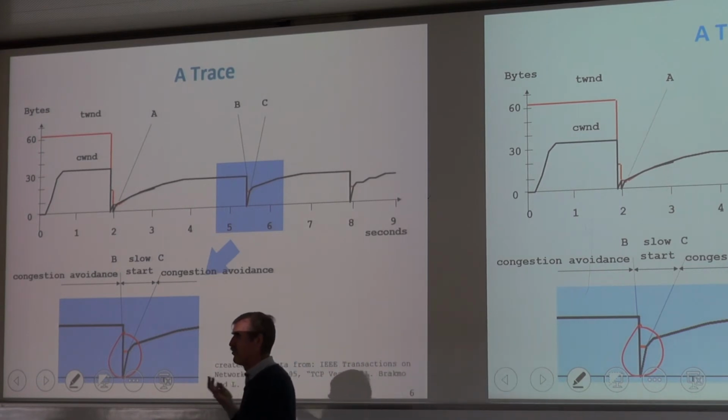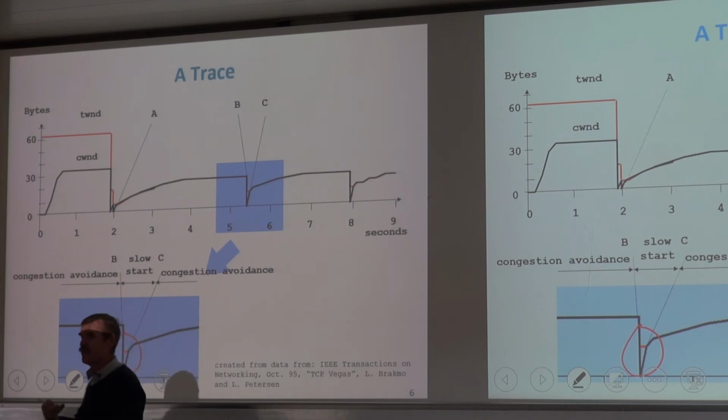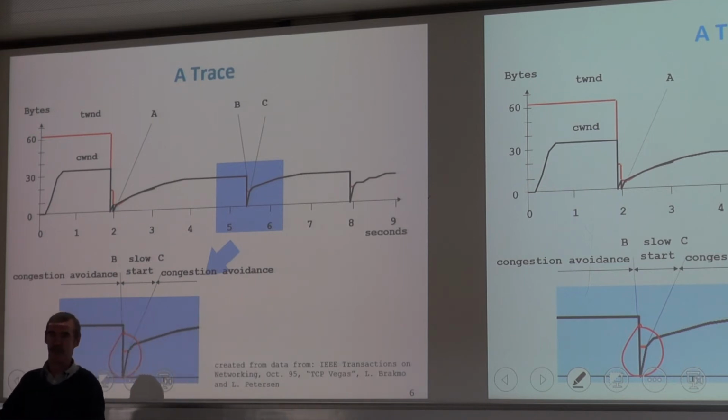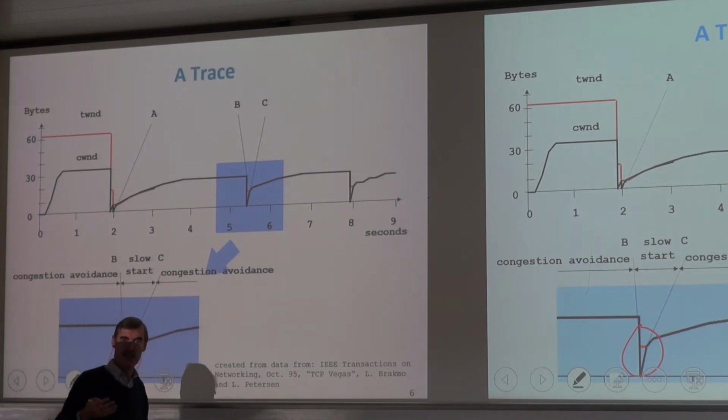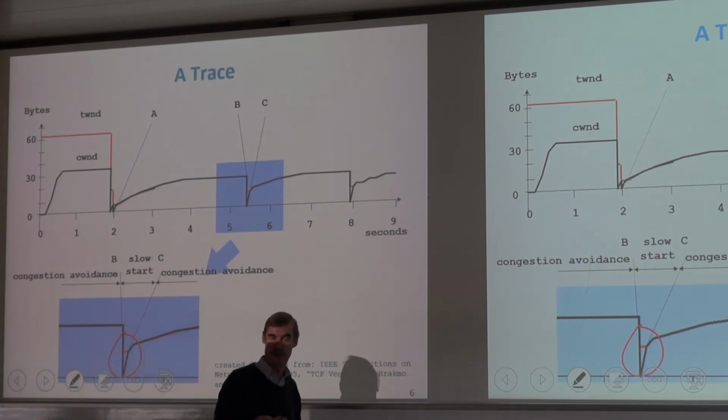So the assumption of fast retransmit is the source is always transmitting things. Now, what happens if the last packet or one of the last packets of your block is lost? Then fast retransmit will not work.